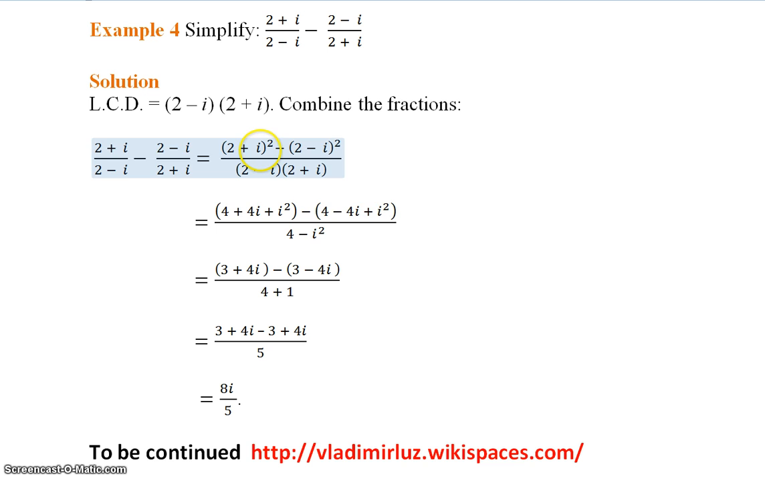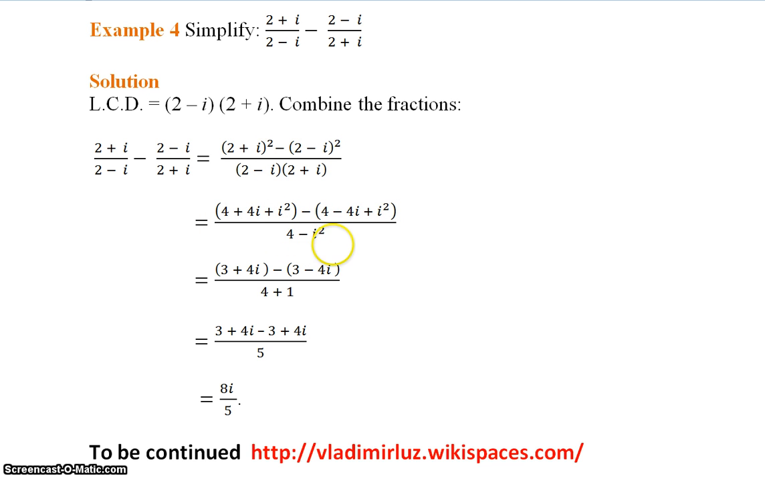So, what is square of sum? It is the square of the first term, 2 squared is 4, plus twice the product of the terms, it would be 4i, plus the square of the second term. If you do not know this formula, just multiply 2 plus i by 2 plus i and expand the brackets. You will get the same result. Square of difference is the square of the first term minus twice the product of the terms plus the square of the second term. In the denominator, we apply the formula difference of squares. The square of 2 is 4 minus i squared.